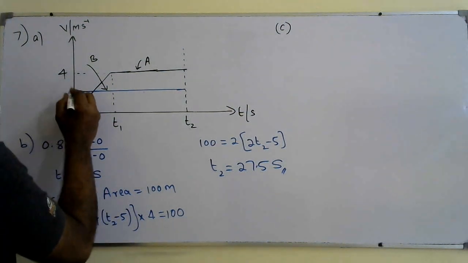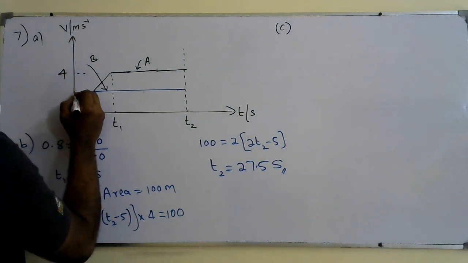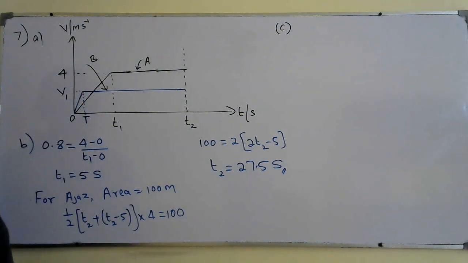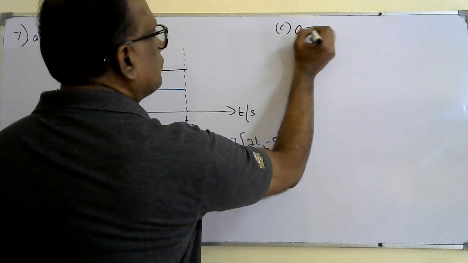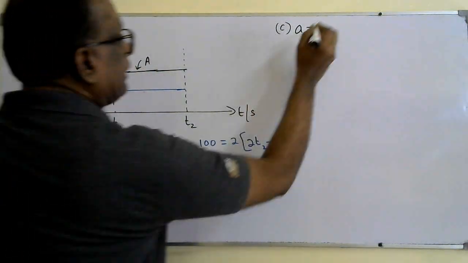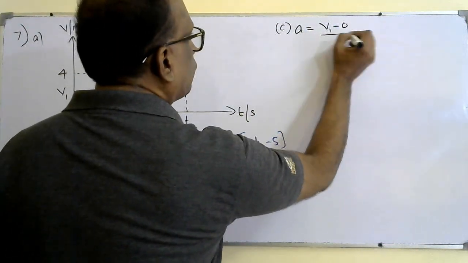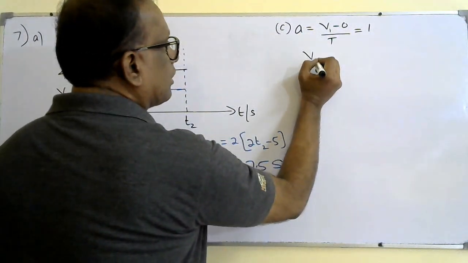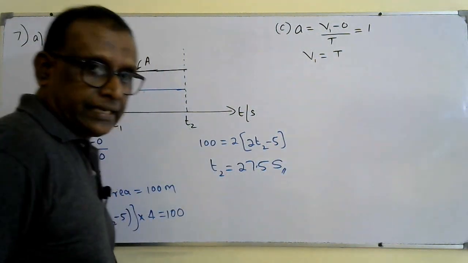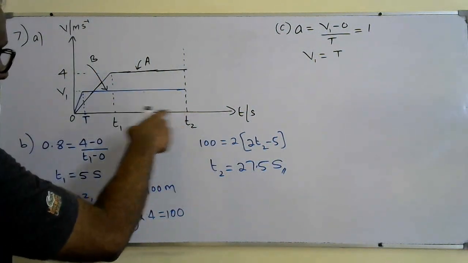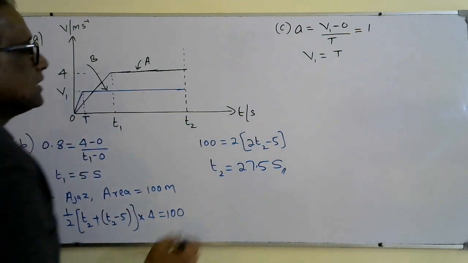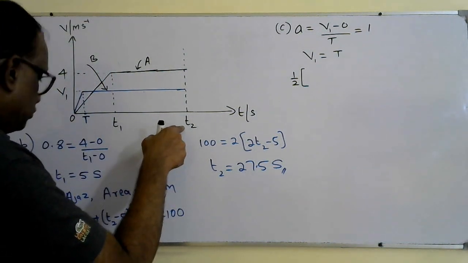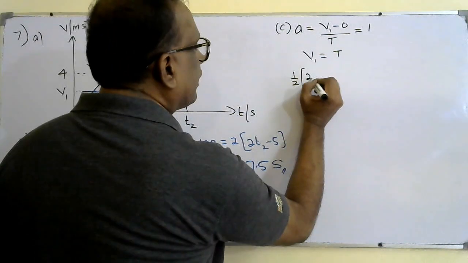So the speed for Beth, the speed gained at the end of acceleration during time t, let it be v1. We know that acceleration a is equal to v1 minus 0 over t, and the acceleration is 1 meter per second squared, so that is 1. So v1 is equal to t. The area under Beth's graph, the blue graph, is also 100 meters. So that is half into the addition of the parallel sides. This length is t2, which is 27.5.